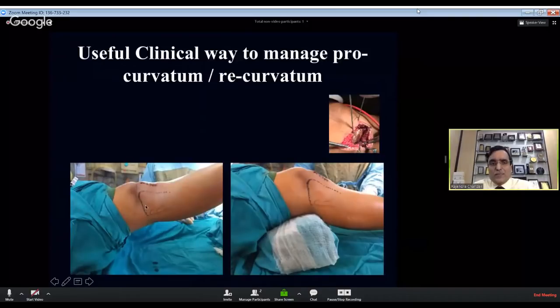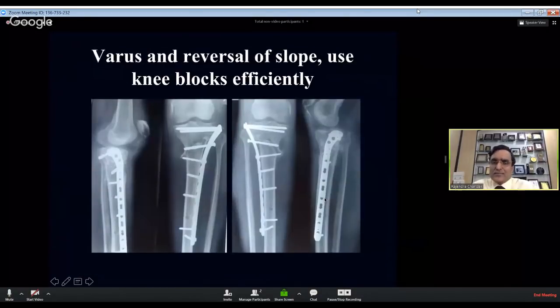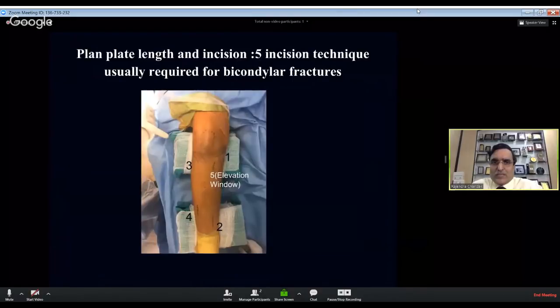So here you can see if the fracture is such that you need extension, you can keep both the blocks on this side. If the fracture is such that it requires flexion for reduction, we would put the knee blocks in this fashion. And look at this. In this case, the surgeon could not anticipate that, and the tibial plateau was reversed. So with a simple position of block, this could have been managed more effectively.